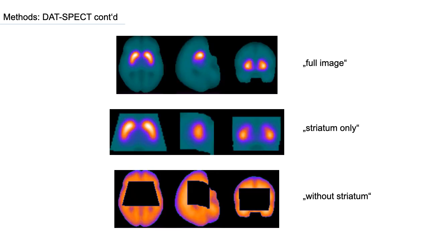3 different settings were used for network training and layer-wise relevance propagation. First, full SPECT images. Second, only the region of the striatum cropped from the full SPECT images. And third, the full SPECT images without the striatal region.